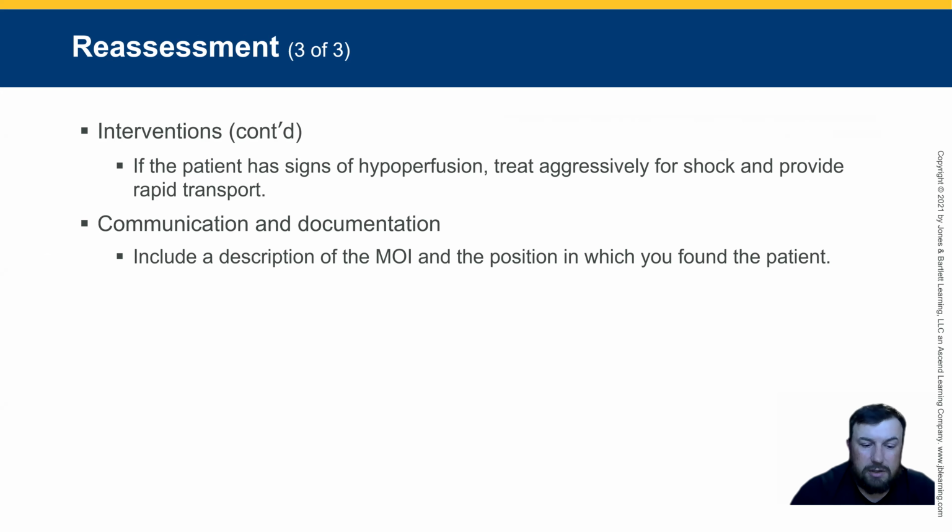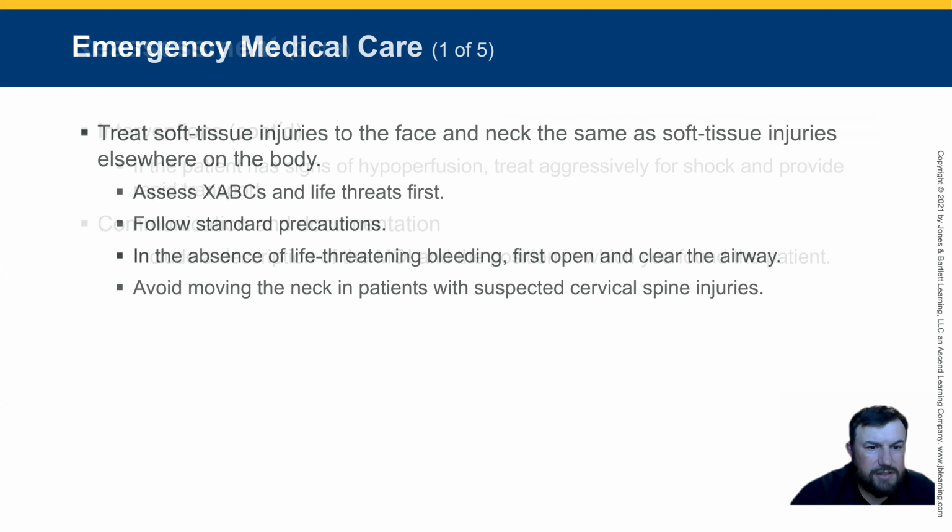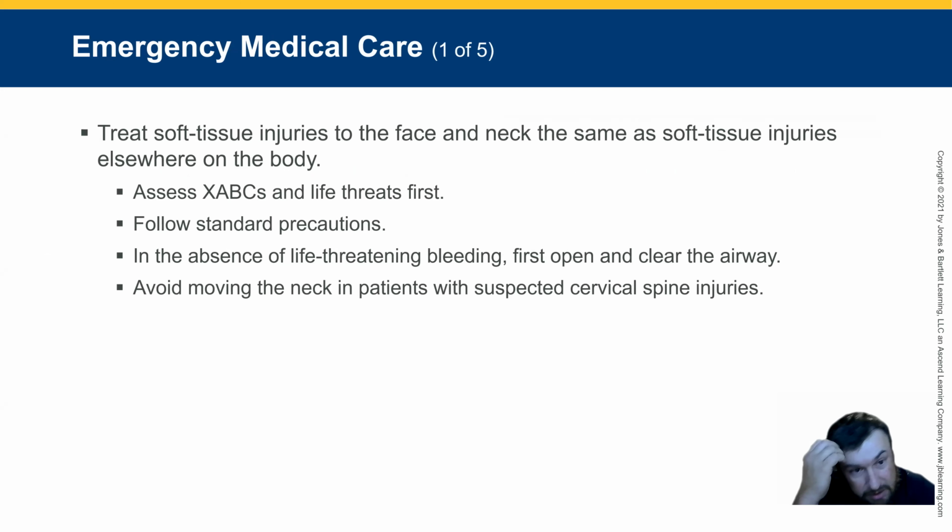These are the things we need to communicate and document, whether we're talking to the hospital or we're doing our patient care report later on after the call. Those are important findings. Treat soft tissue injuries. So we're on emergency medical care, sorry, to the face and neck, the same as soft tissue injuries anywhere else on the body. We're going to do our ABCs, treat life threats first, follow standard precautions.